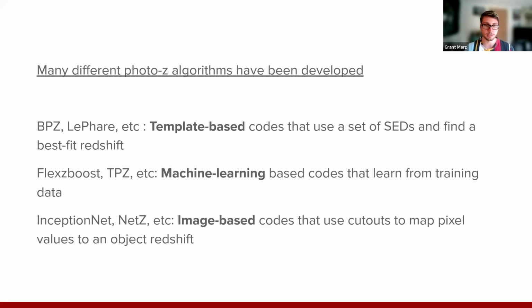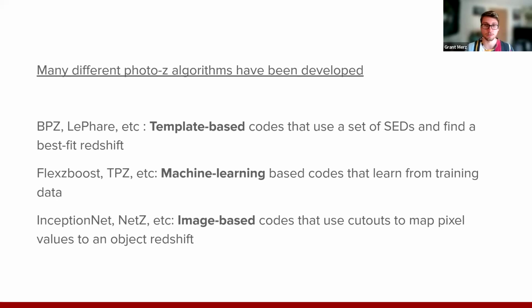And then I've also included here a separate category that I think merits its own category, which is image-based codes. Previously, the codes that I just mentioned rely on catalog information, so just tabular data of fluxes and magnitude errors in different bands.